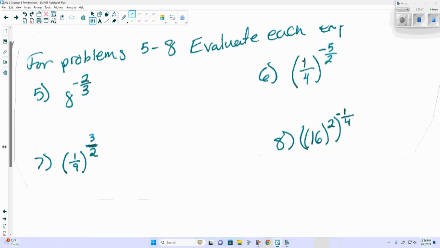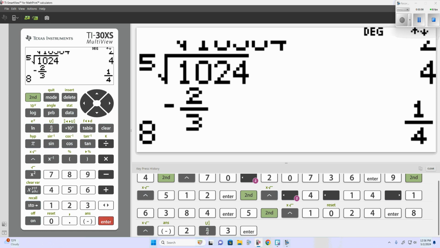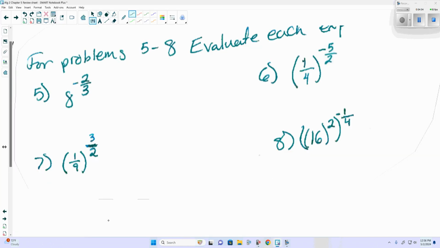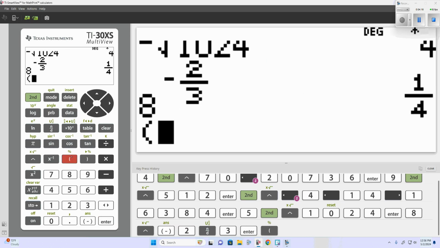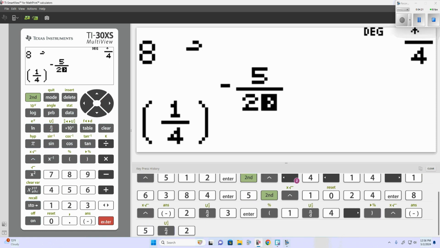Five through 8. So we can look at number 5, 8 to the negative 2/3. 8 to the negative 2/3 is 1/4. Number 6 is 1/4 to the negative 5/2. So we can type in 1/4 to the negative 5/2, which is 32.